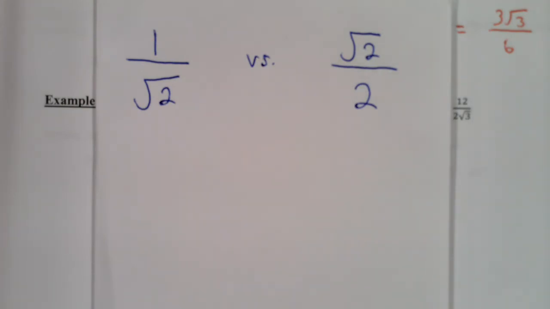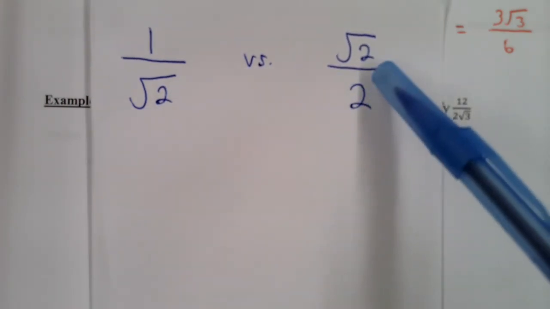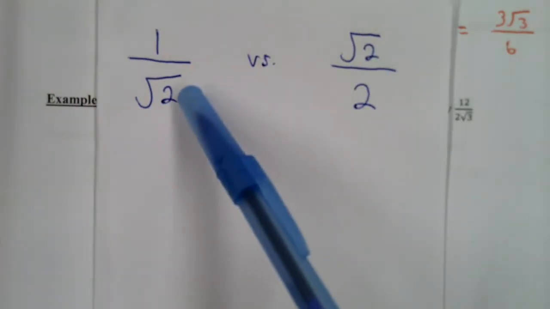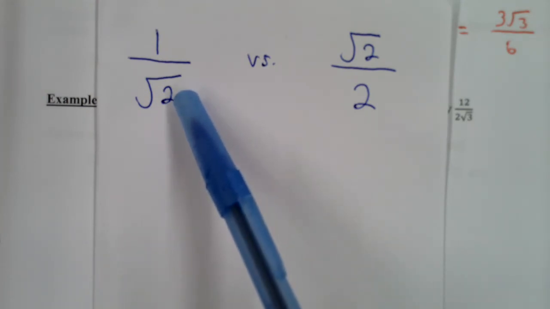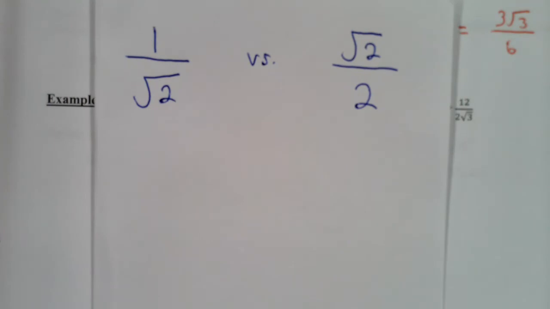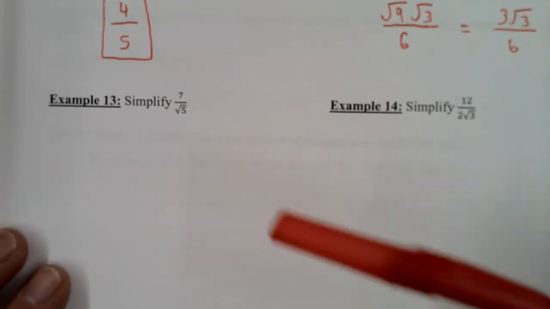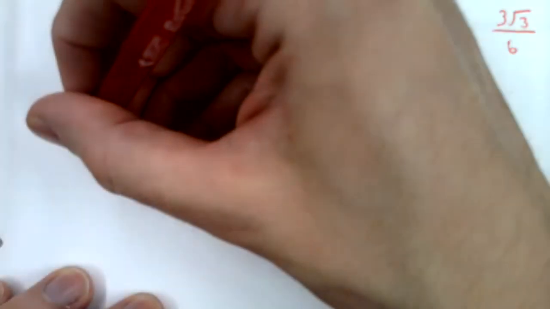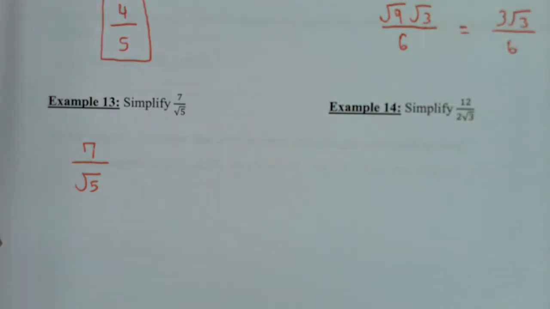So in math, we like to write everything the same way. So if these are your answers, this answer is accepted, and this answer is not accepted because square roots or radicals of any kind are not allowed in the denominator. So what you have to do is a process called rationalizing the denominator. So for this example, we have 7 over the square root of 5. That is not allowed for a final answer because you cannot have a radical in the denominator.